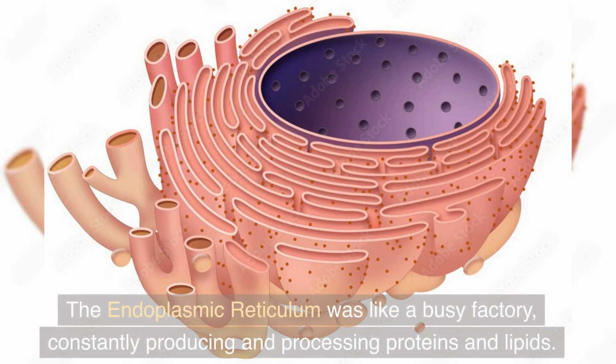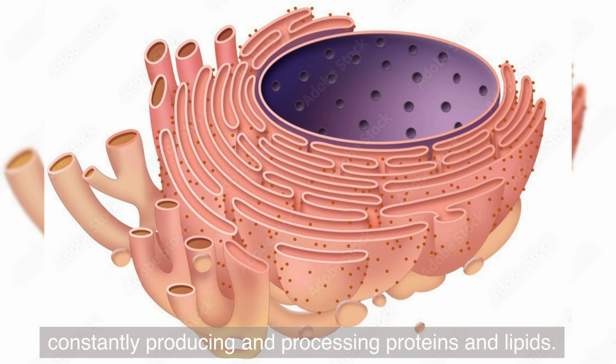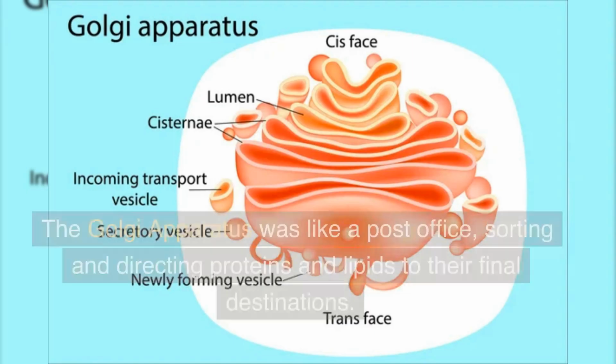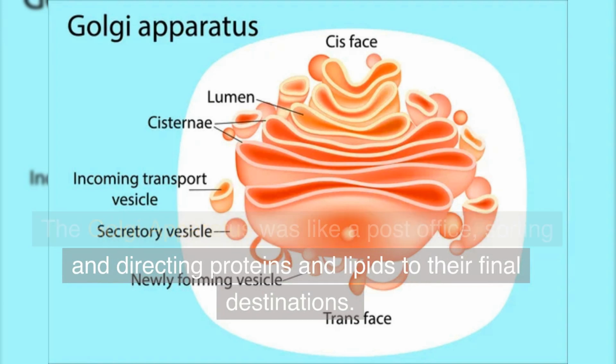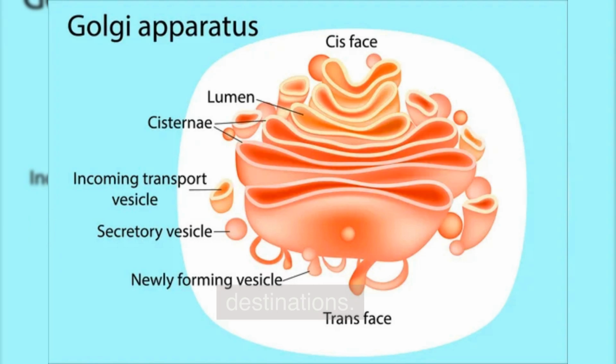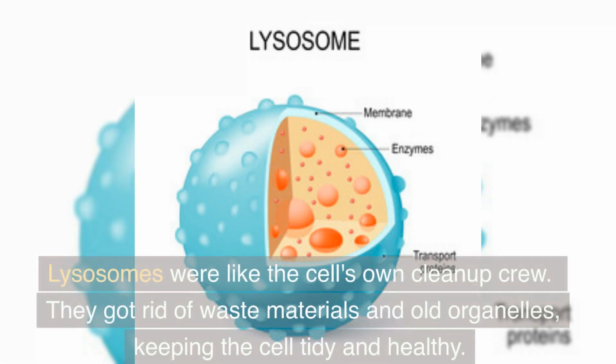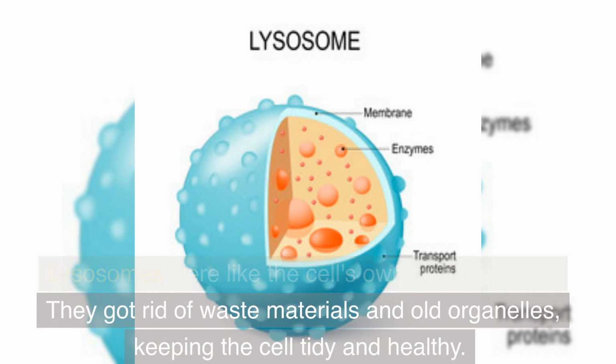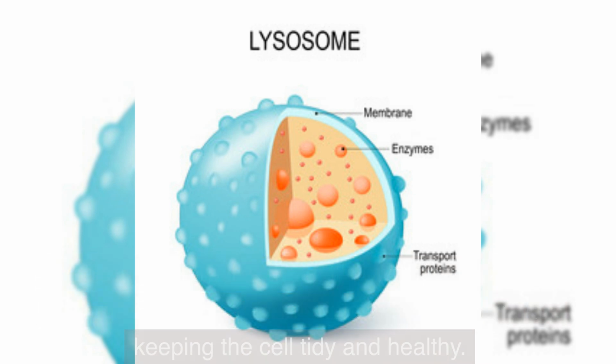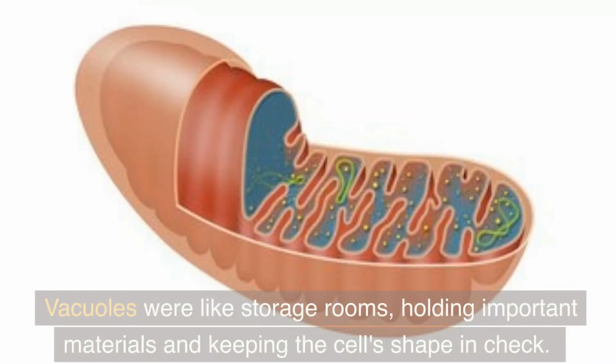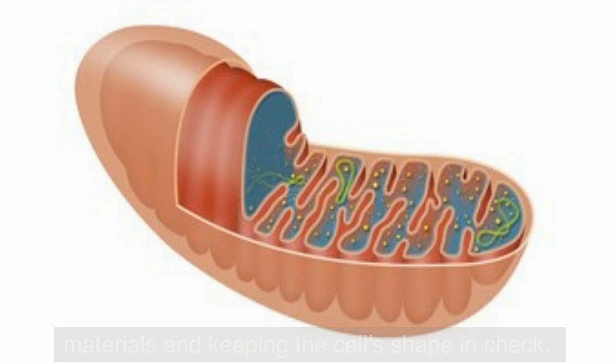The endoplasmic reticulum was like a busy factory, constantly producing and processing proteins and lipids. The Golgi apparatus was like a post office, sorting and directing proteins and lipids to their final destinations. Lysosomes were like the cell's own cleanup crew. They got rid of waste materials and old organelles, keeping the cell tidy and healthy. Vacuoles were like storage rooms, holding important materials and keeping the cell shape in check.